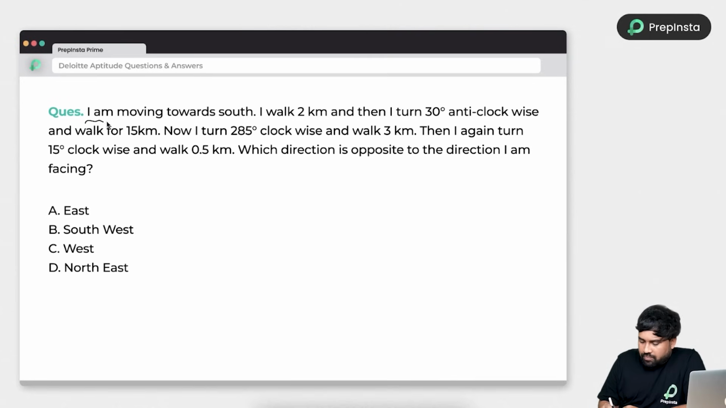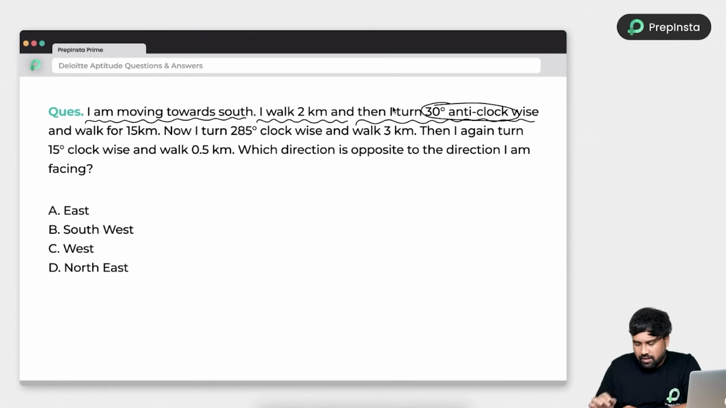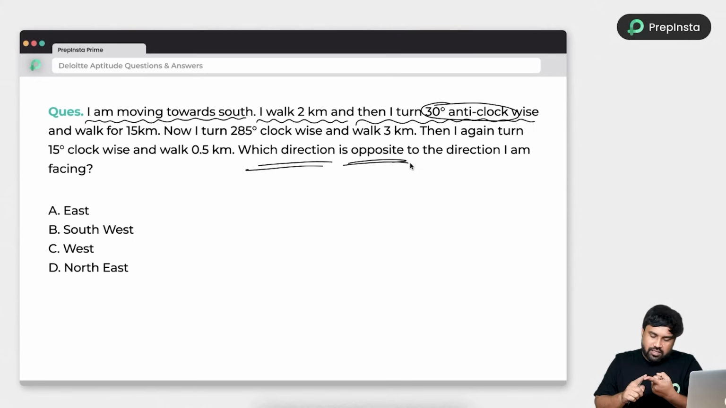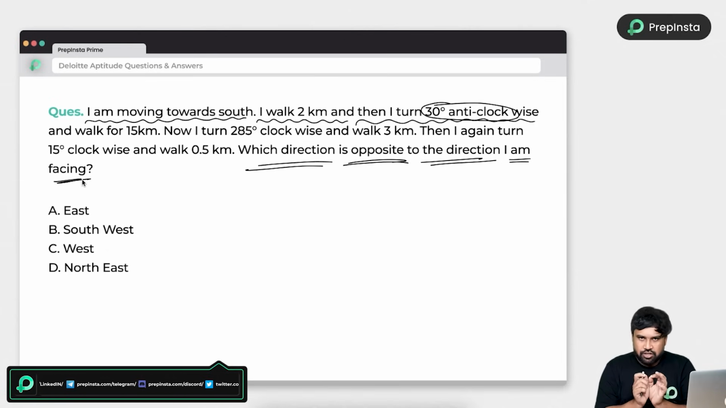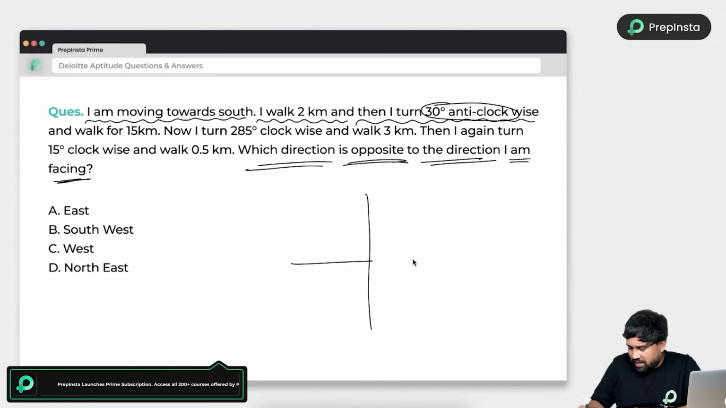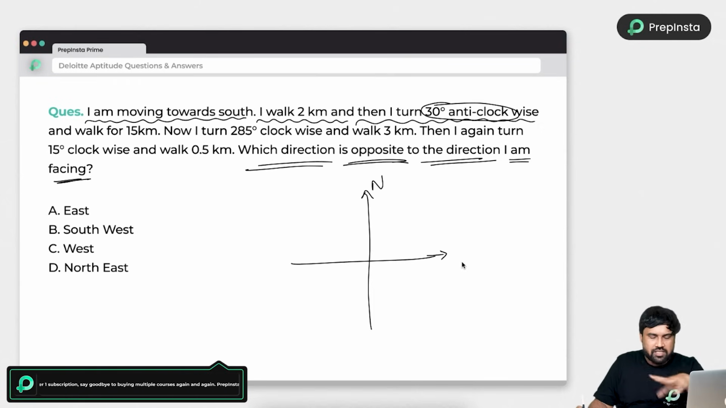So just look into the question. I am moving towards the south. I walk 2 kilometers and then I turn 30 degrees anti-clockwise. Whenever a problem involves turning clockwise or anti-clockwise, look into the problem first and check whether you need to give priority to distance or direction. Which direction is opposite to the direction I am facing? So here the problem depends on direction, not on distances, right? So simply do the problem based on the directions, not the displacements or distances.